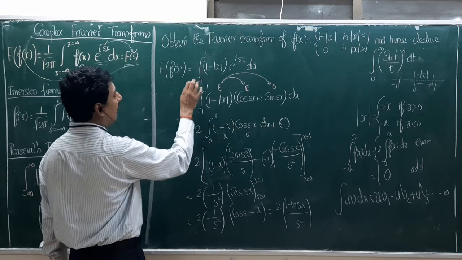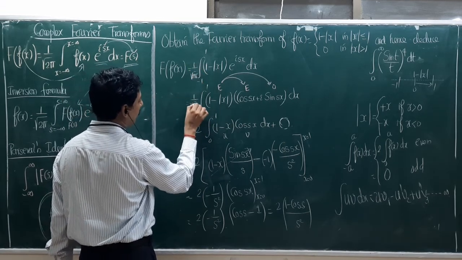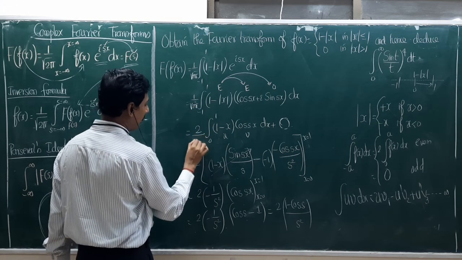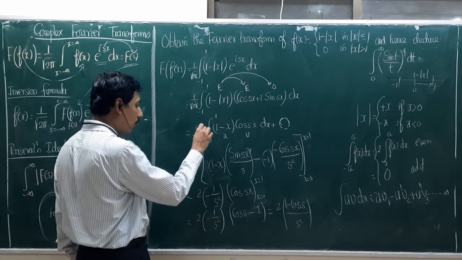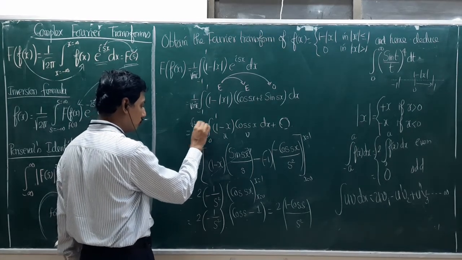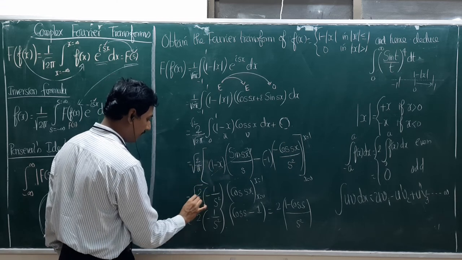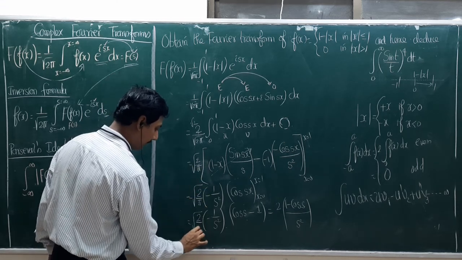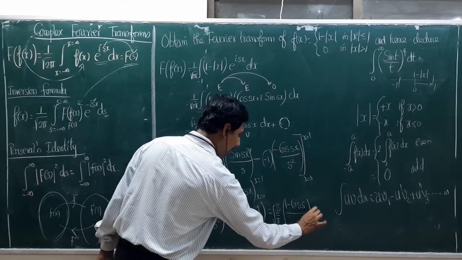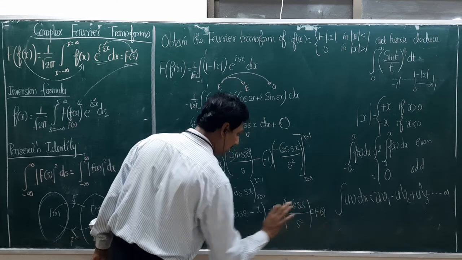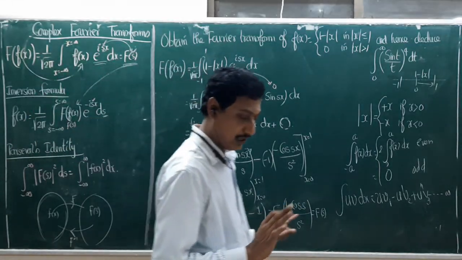In the formula, I forgot to write 1 by square root of 2 pi. Right? So 1 by square root of 2 pi. After cancelling 1 root 2, 1 root 2, this becomes root 2, so it is square root of 2 by pi. So this is the Fourier transform of the given function f of x.